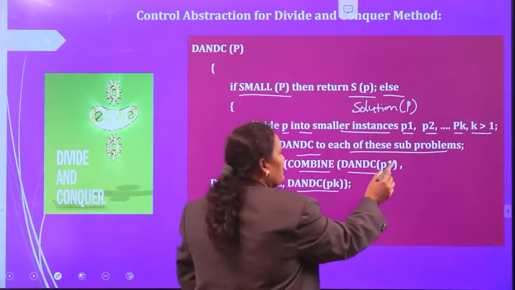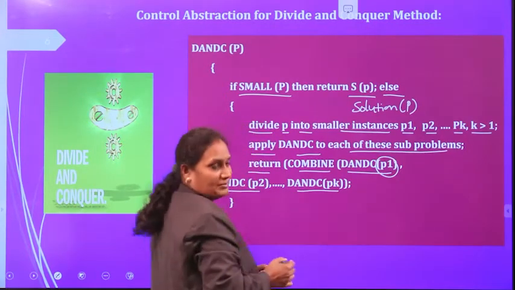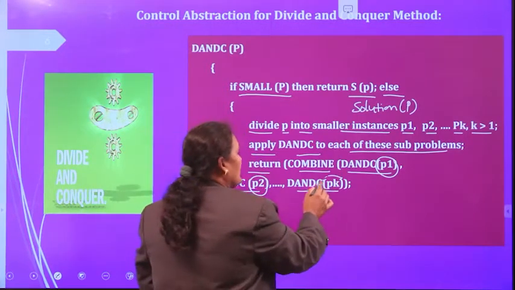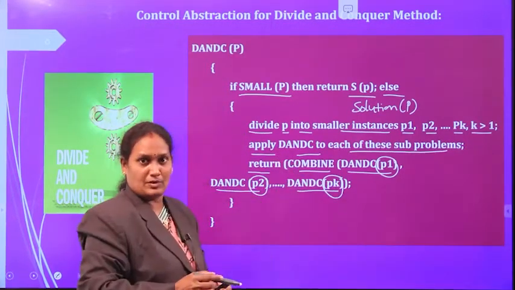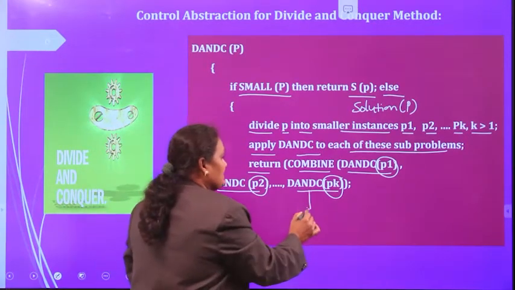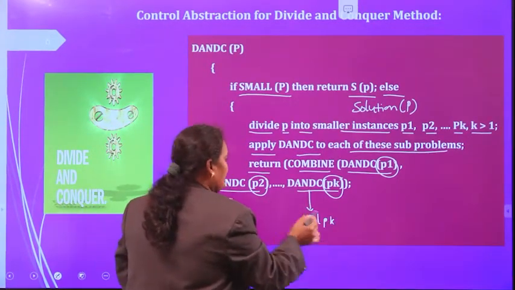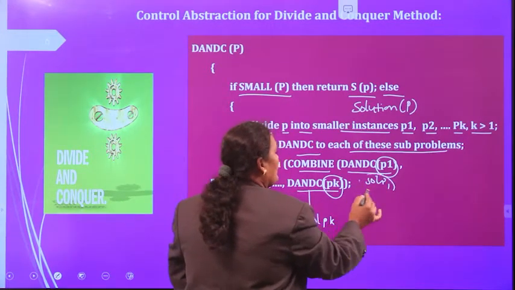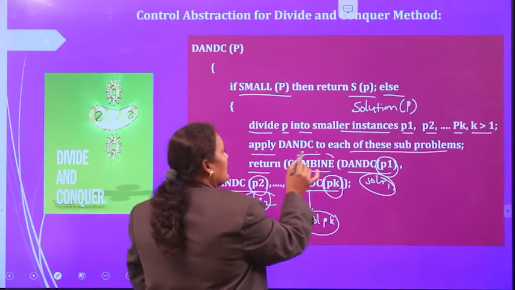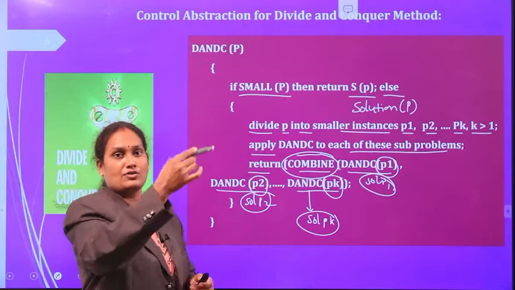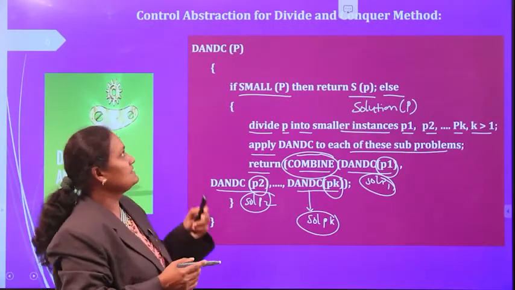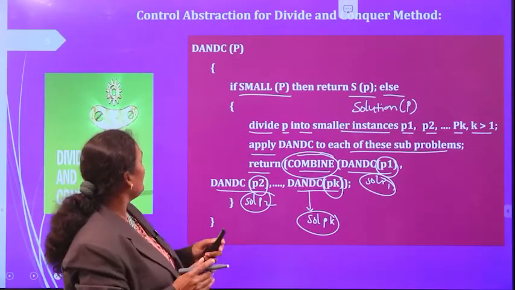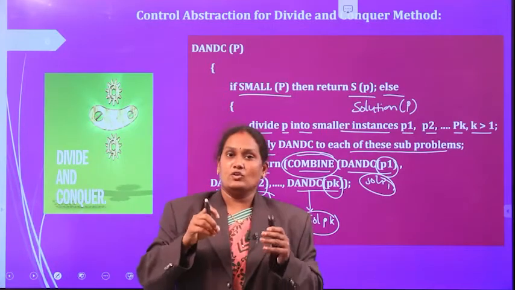That is, here I applied the divide and conquer technique for the subproblem P1, I applied the divide and conquer technique for the subproblem P2, and so on. I apply the divide and conquer technique for the subproblem Pk, and I get the solution of Pk, I get the solution of P2, I get the solution of P1, and all these solutions are combined to get the solution of P, which gives the control abstraction for the divide and conquer strategy. So I hope you all understood the divide and conquer general method.